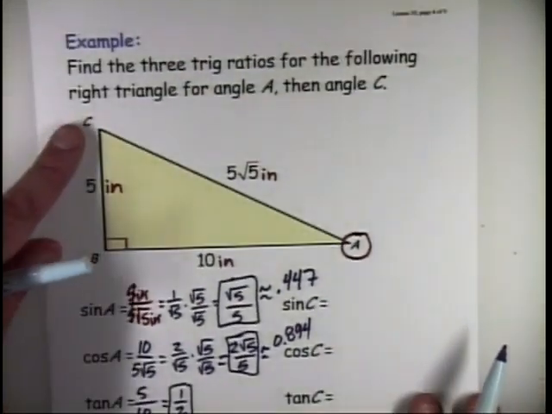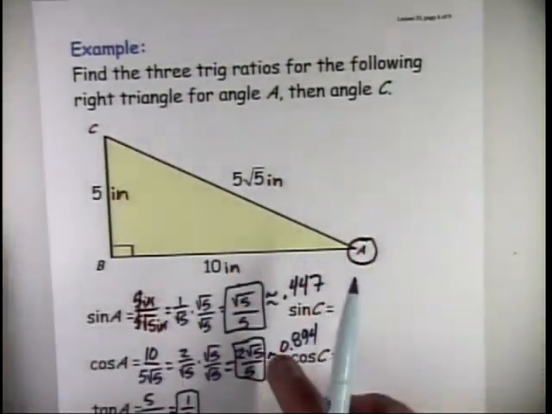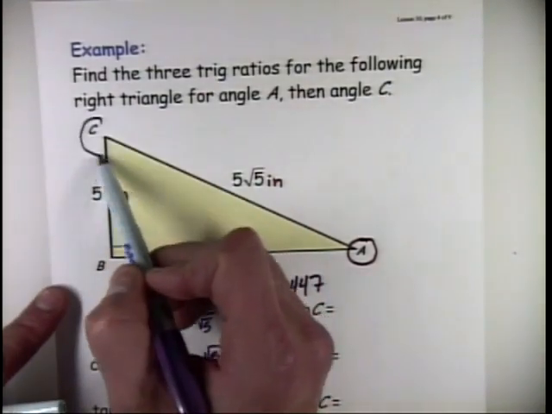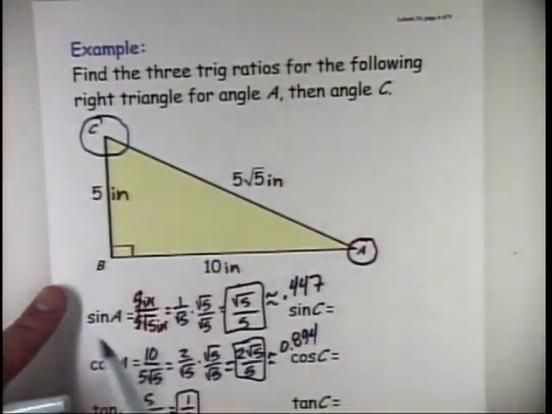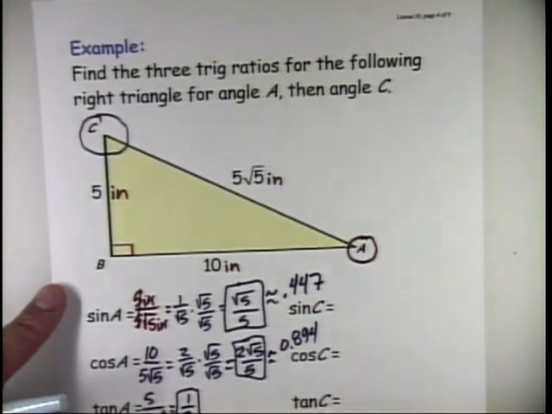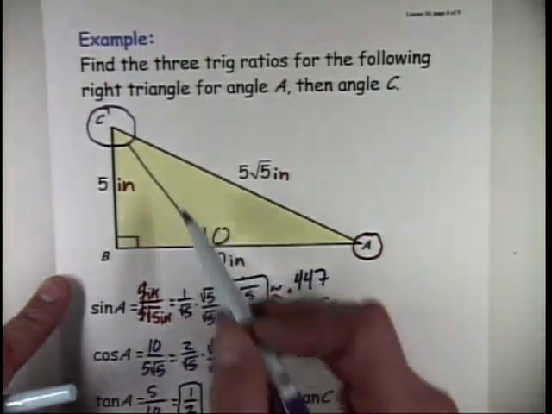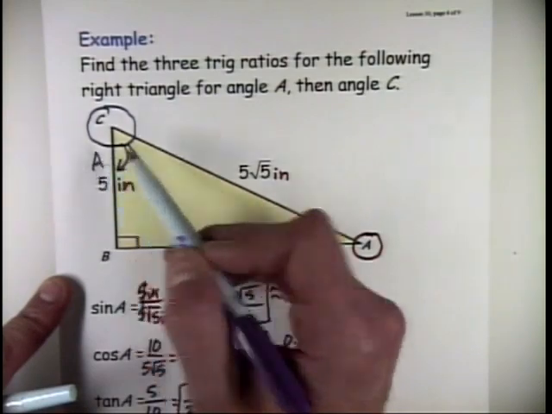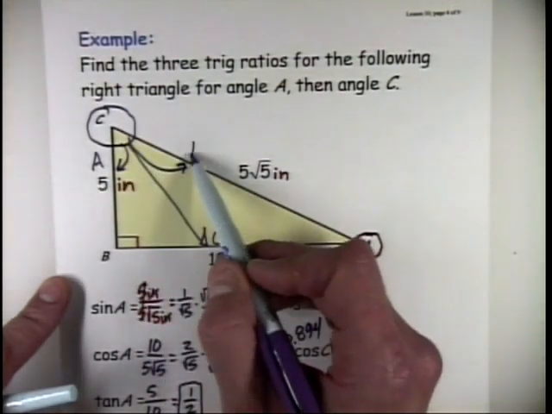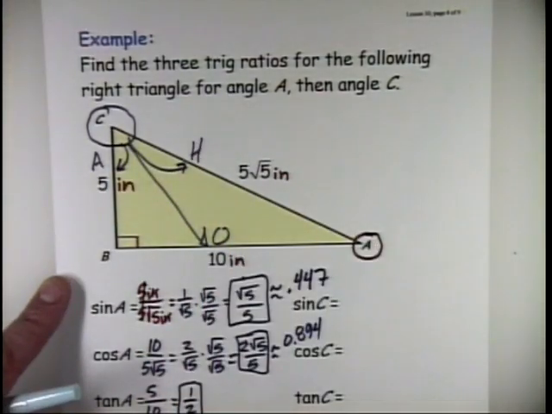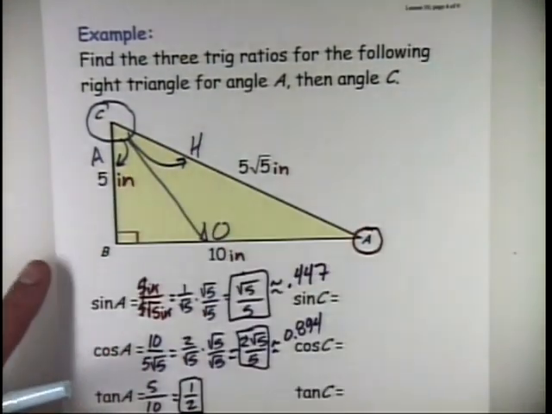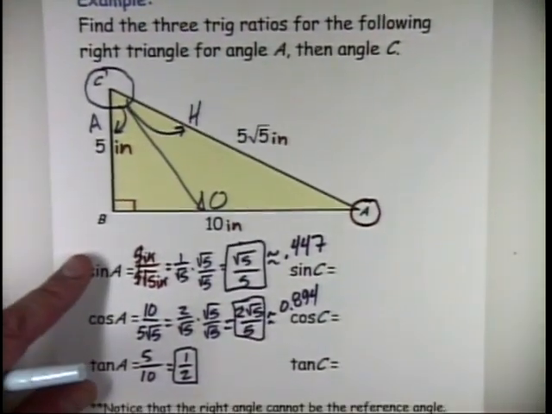Now what if I change my reference angle? Same triangle, same measurements, but now my reference angle is angle C. So I'm referring to that angle. The hypotenuse is still the hypotenuse, but now the opposite side is 10, and the adjacent side is 5, and like I said before, the hypotenuse is still H. So you can actually label them with O, A, and H. That might help you set up your ratios.